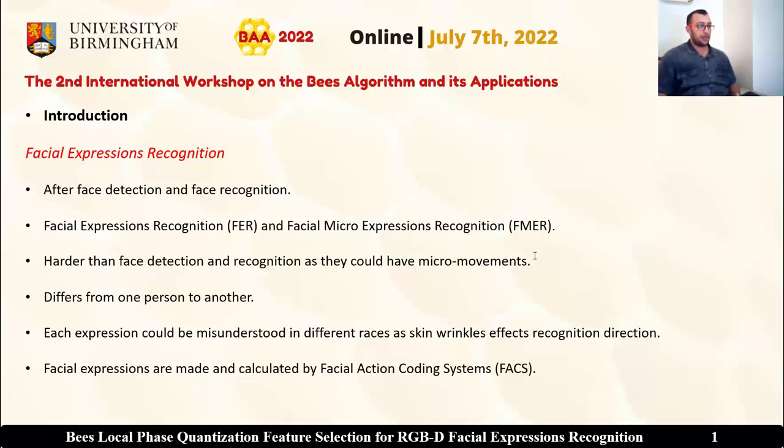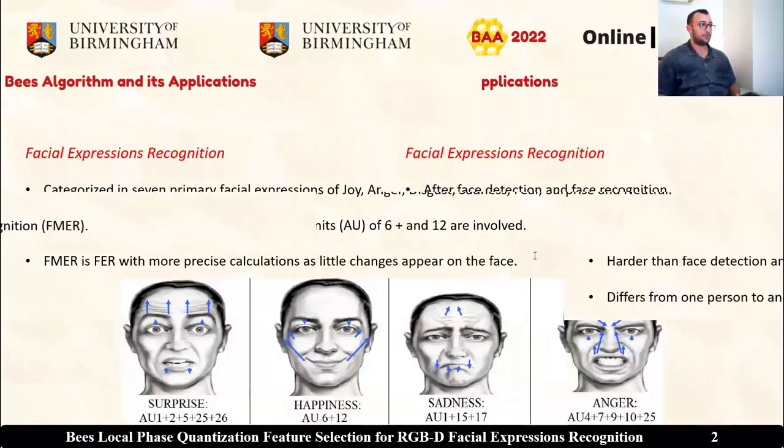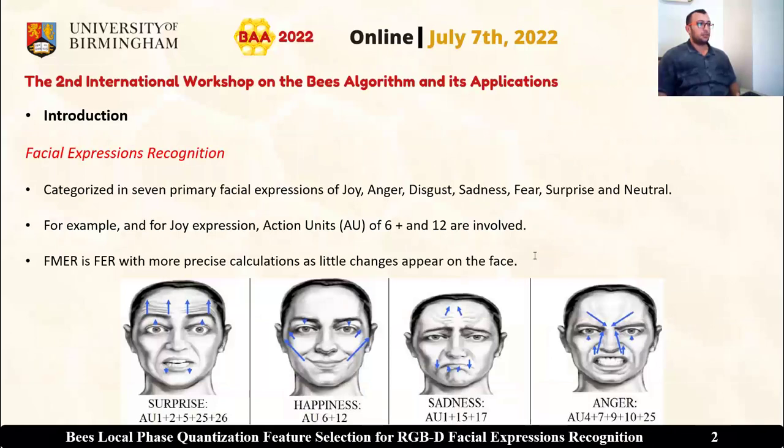Expressions are made of facial action coding system units, or FACS. They are categorized into seven primary facial expressions: joy, anger, disgust, sadness, fear, surprise, and neutral. For example, for joy, the action units are 6 plus 12. FMER and FER require more precise calculation, as only a little change appears on the face. In the figure, we can see surprise, happiness, sadness, and anger, plus their action units.